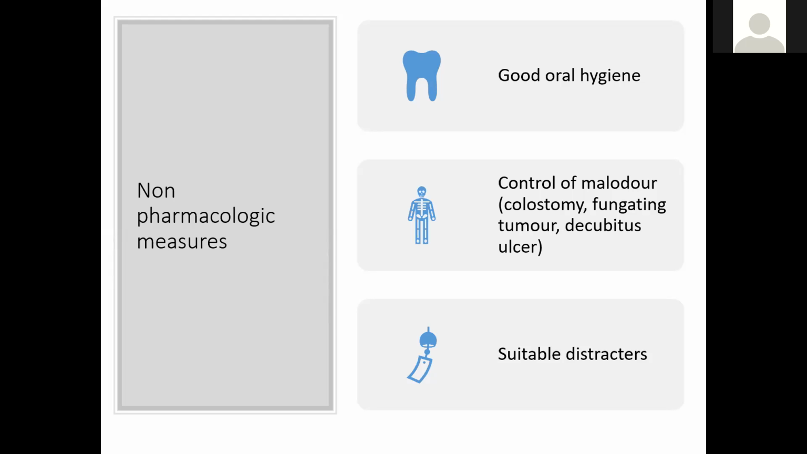And as I mentioned, control of the foul smell. They may have a colostomy bag, they may have a foul smelling ulcer, a fungating ulcer, a bed sore. So that itself can induce nausea and vomiting. And if possible, we can ask them to use suitable distractors, like if they want to listen to music or watch the television, that can be encouraged.